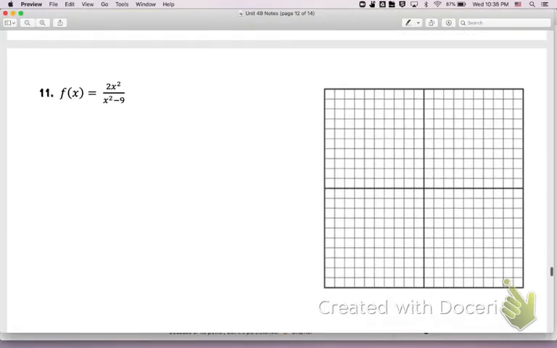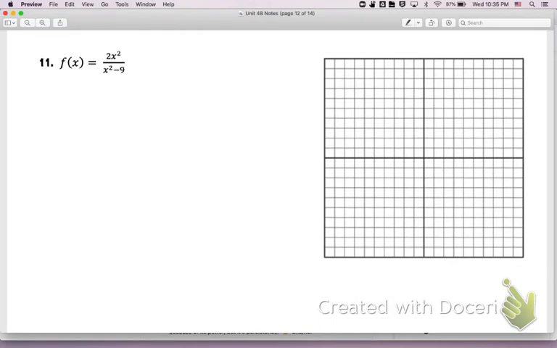Okay, let's look at number 11. I would like for you to pause the video and go ahead and go through those first few steps: x-intercepts, y-intercepts, vertical asymptotes, horizontal asymptotes. And then let's pause to check that before you start graphing. So I'll come back with that information in 3 seconds.